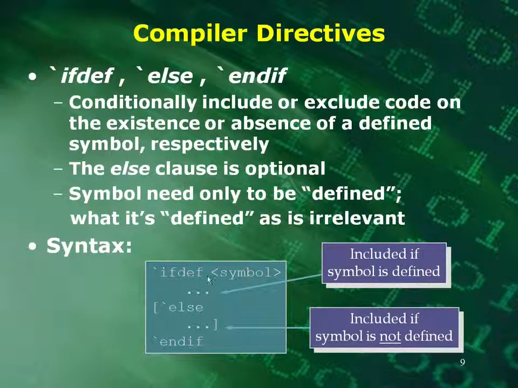So here you said ifdef some symbol name, and then the else is optional, and then endif. So this part of the code is included if the symbol's defined, not whether it has some value or not, just whether you've even defined it. And then if you did this else, then this here would be included if the symbol's not defined.